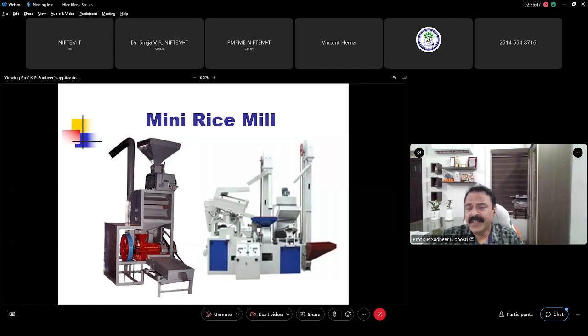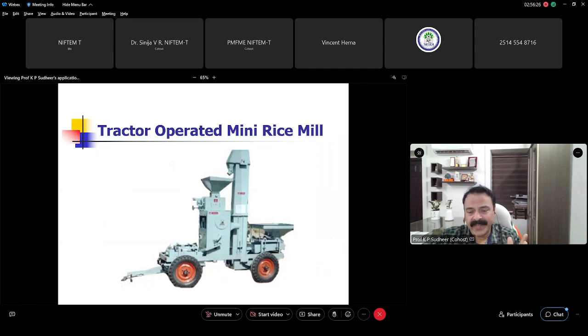Similarly, even hullers and mini rice mills are available for as little as 40,000 rupees. So it all depends on your scale and your requirement. Starting from a 40,000 mini rice mill to a 2 lakh rice mill, to less than 10 lakhs, up to 15 lakhs, up to 1 crore, up to 5 crores. It all depends upon your investment and your inputs. And for that, mini rice mills with different capacities are available.